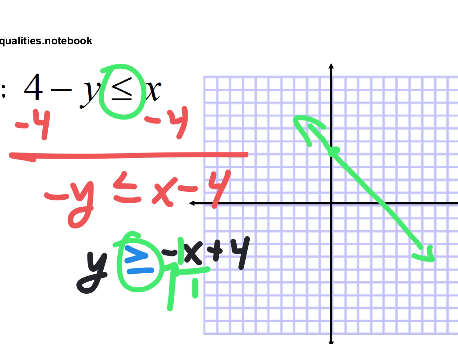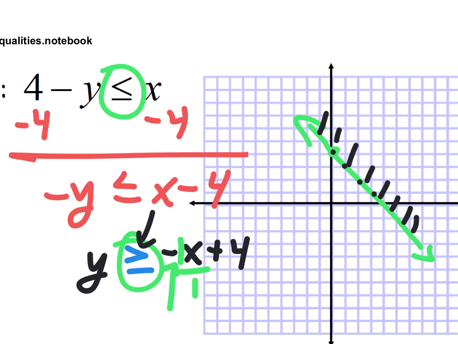Unfortunately, I just lost all the dots, and those are important. I'm putting them back in here. And then, which way should I shade? It says greater, so you shade above the line. How many of you had that exactly perfect?